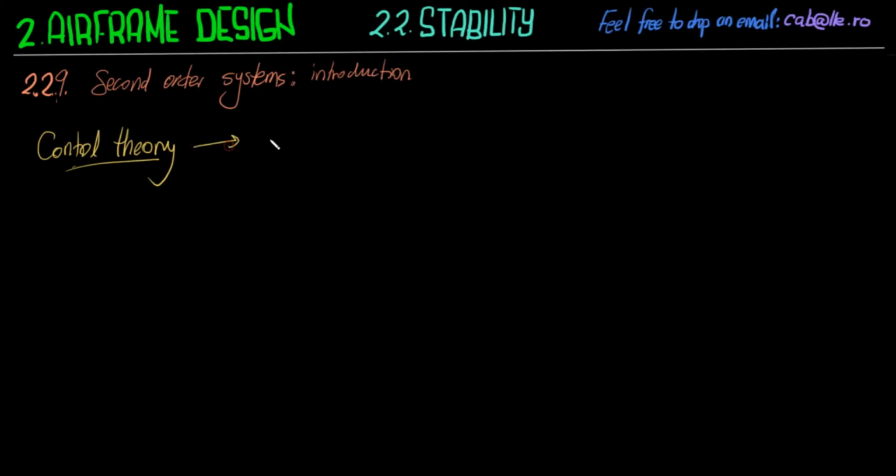A book I recommend is a book from Ogata. You don't have to read it all, but it's a good reference. All right, so I told you before that the rocket behaves like a second order system.